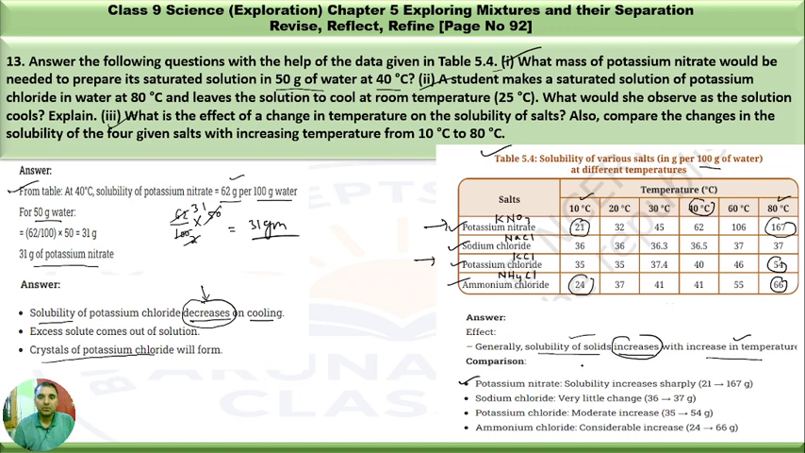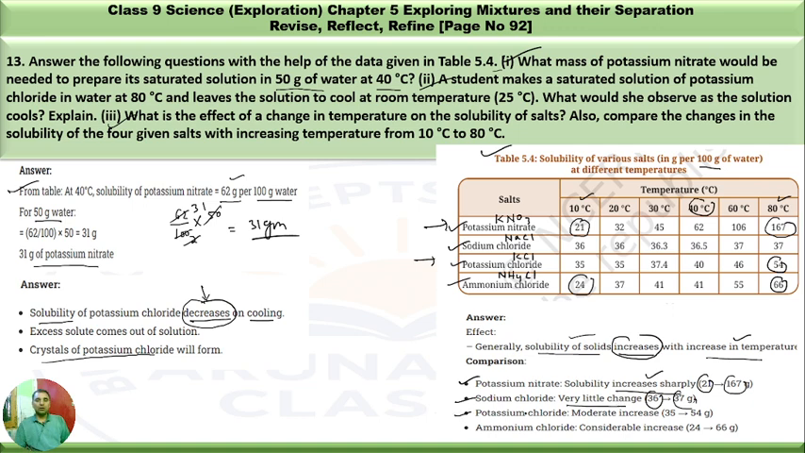First one is potassium nitrate. At 10 degrees Celsius it is 21, now it is 167. So I can see a sharp increase. Second salt is sodium chloride. At 10 degrees Celsius the solubility is 36 and at 80 degrees Celsius it is 37. So I can see here that very little change has taken place in the solubility.